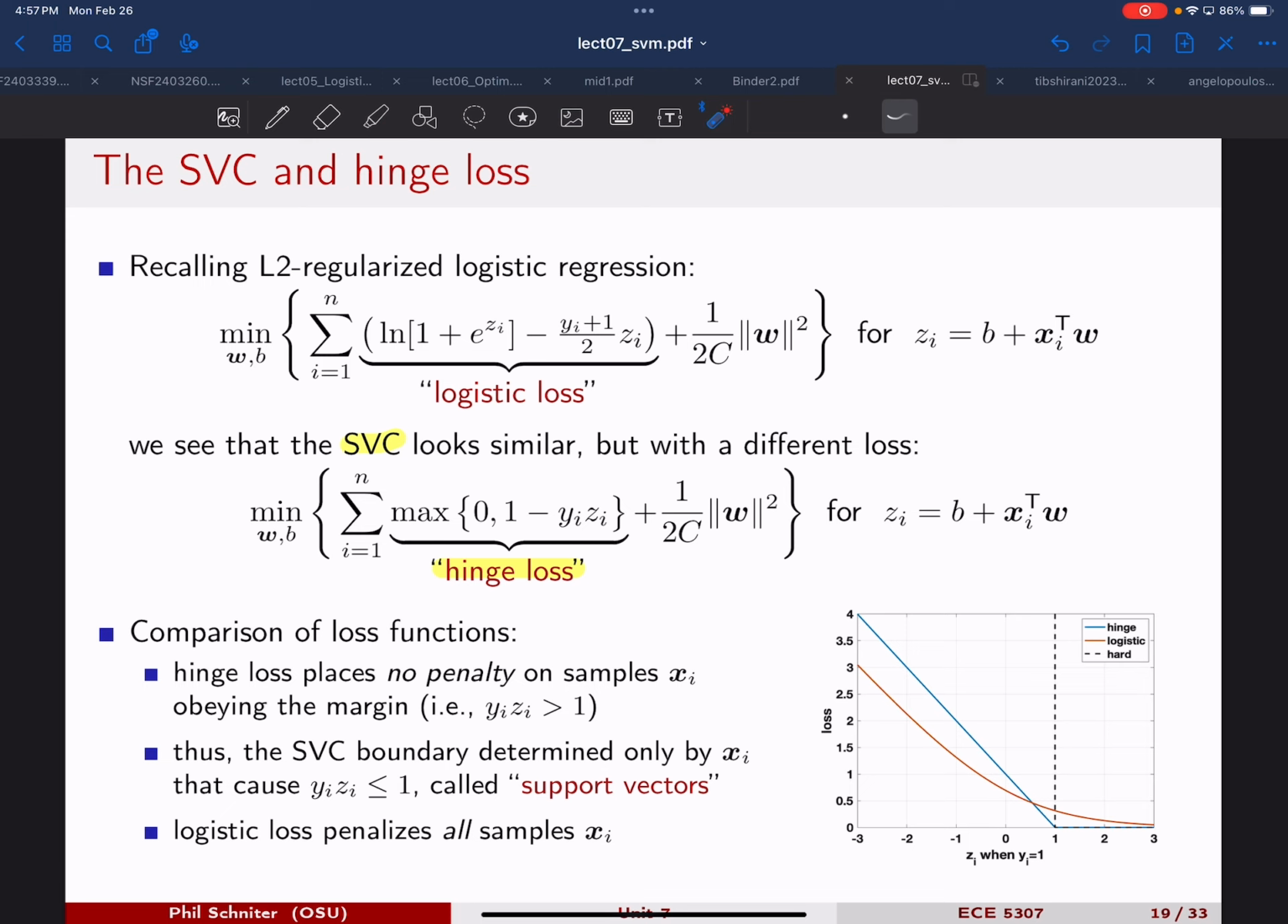So any samples, this is the boundary of the street. This is when you're in the street, and this is the boundary, classifier boundary, zi equals 0. To the left of this, to the left of 0, you're on the wrong side of the street. You're making a classification error. Here, you're in the street. You're not making a classification error, but the SVC is complaining. It doesn't want you to be in the street.